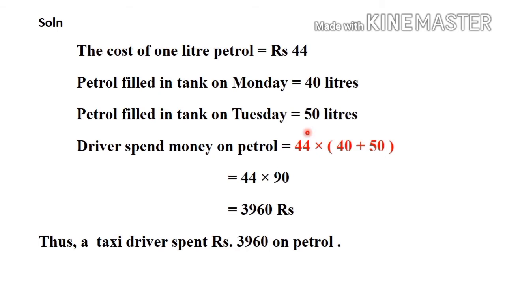Rupees 44. So 44 into what are the 2 days he has filled with 40, what are the amount of petrol he has filled? 40 and 50. So 40 plus 50. So for 1 liter 44 into 40 plus 50. Then 40 plus 50 is 90. Then 44 into 90, multiply it and write down. You got 3,160 rupees. So the taxi driver spent rupees 3,160 rupees.